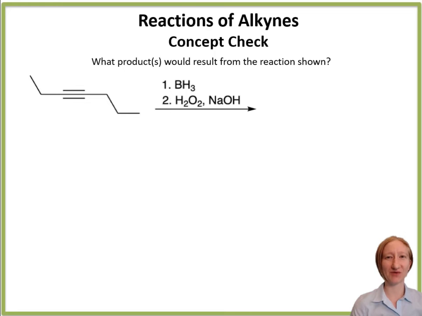In this first concept check question, you're asked to draw the products of the reaction shown. This is a hydroboration oxidation reaction of an internal alkyne, so the product will be a ketone. But in this case, it's an unsymmetrical alkyne, meaning that the two sides of the alkyne are different, so that will lead to the formation of two different ketone products.